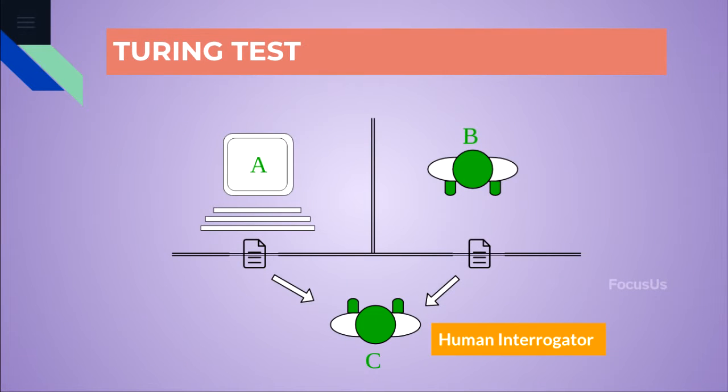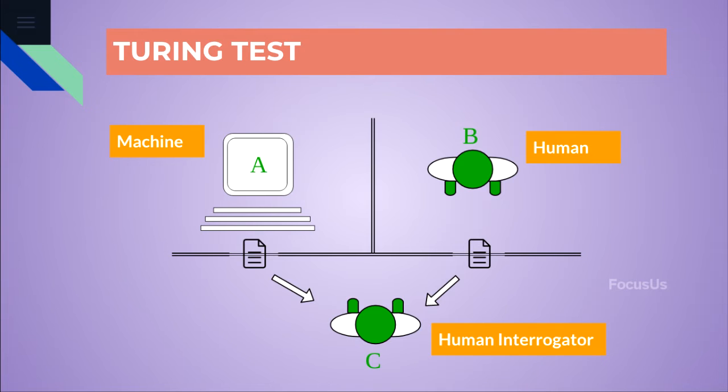So here we have a human interrogator, a human and a machine. The interrogator cannot see the human and machine since they are divided. Now the interrogator gives some questions to both the human and the machine and gets the response from both. Remember, all the questions and answers will be in written format. Now if the interrogator cannot tell whether the written response came from the person or a machine, then we can say that the machine passed the Turing test.